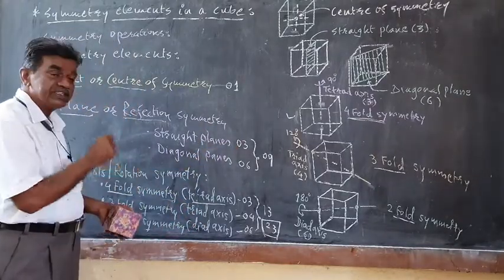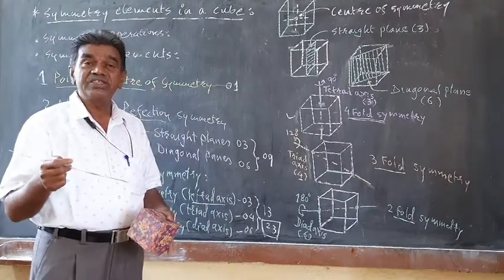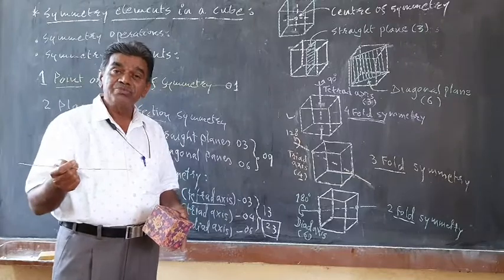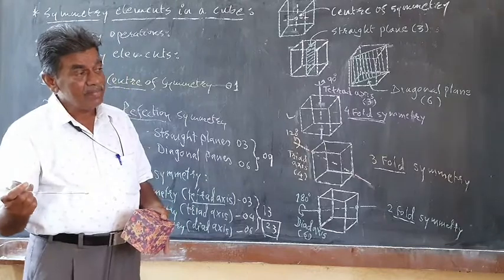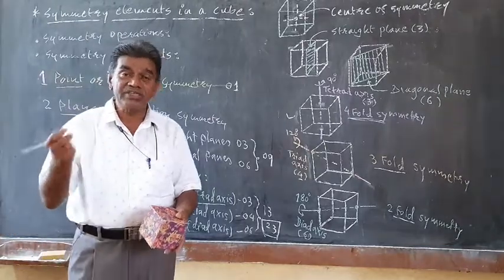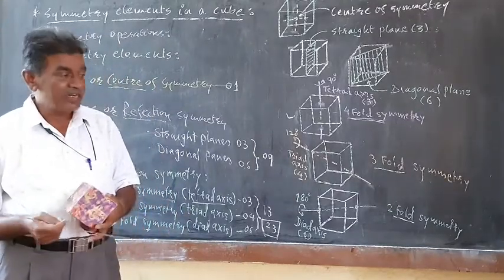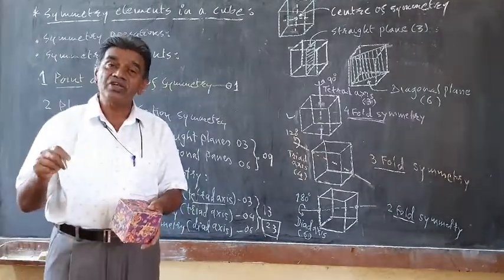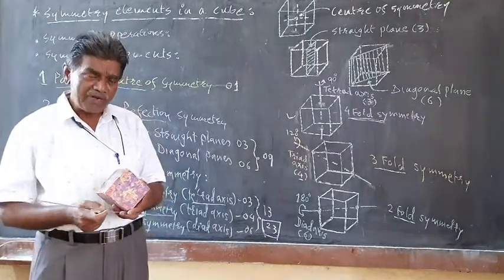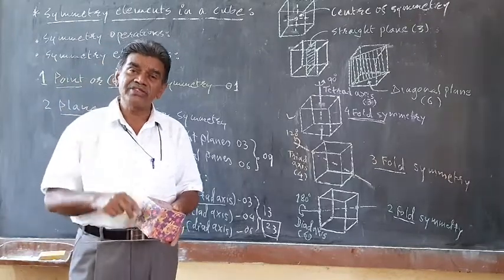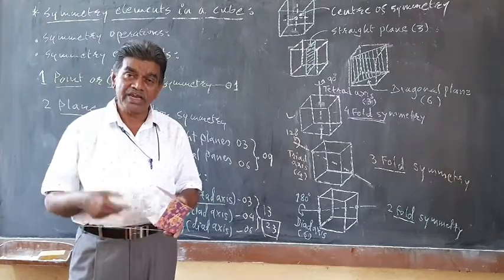And in case of the line, it is the line about which the crystal may be rotated such that it leaves the crystal in the same appearance more than once in one rotation. If the same appearance occurs 4 times, it is called fourfold symmetry. If the same appearance occurs 3 times, it is called threefold symmetry. If the same appearance occurs 2 times, it is called twofold symmetry. If the same appearance occurs 6 times, it is called sixfold symmetry, and so on. But students, you remember that fivefold symmetry does not exist. Why? You have to find out the answer by referring to textbooks and reference books.